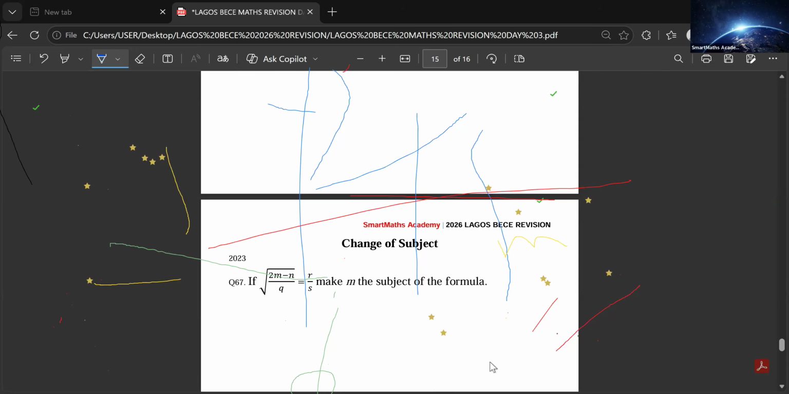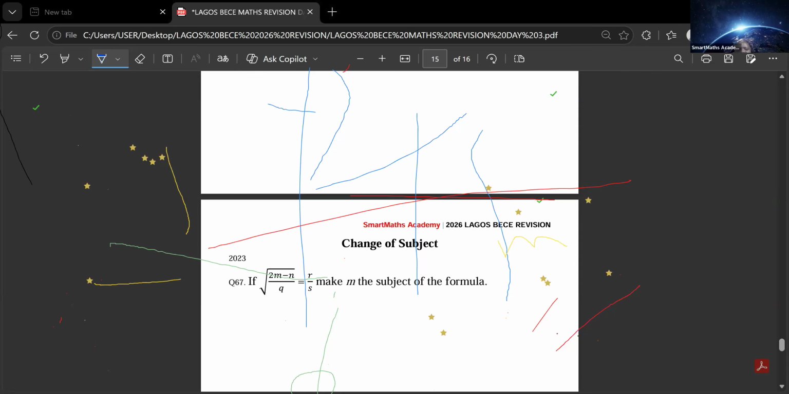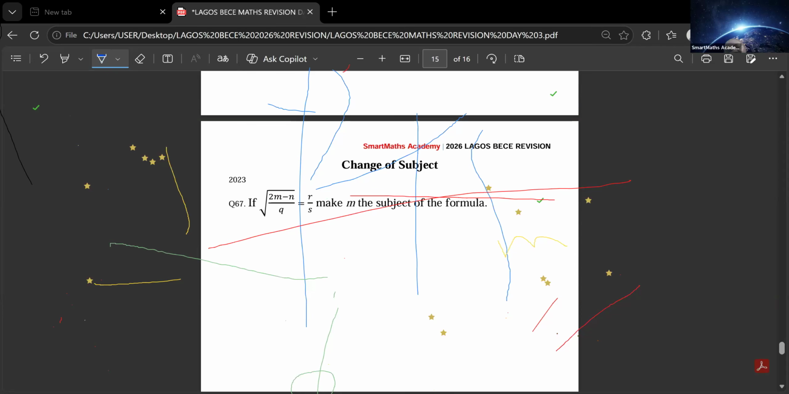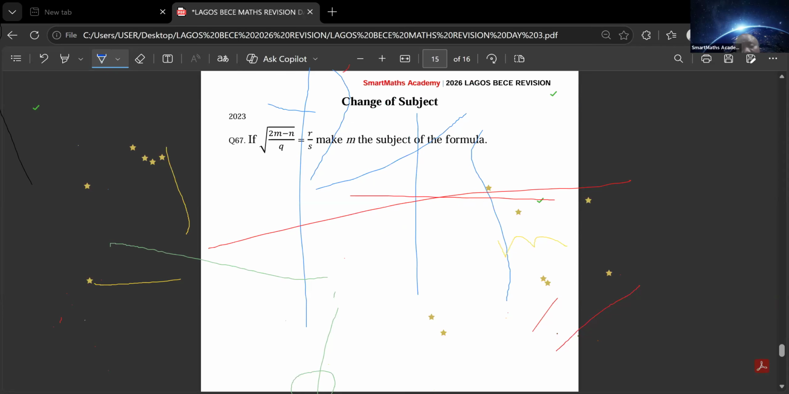So let's look at this question. The question says, if square root of 2m minus n over q is equal to r over s, make m the subject of formula. That is, we want m to stand alone. And in this case, the m is inside a square root. So which means we have to remove the square root first. That is the cover of the orange. That's the first step. We remove the square root first.